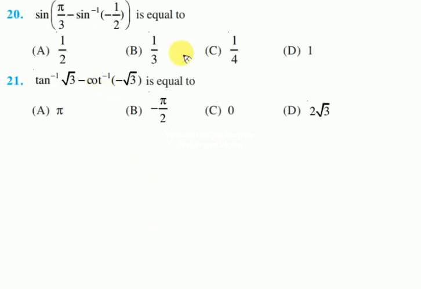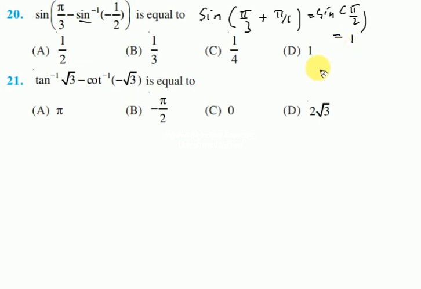So you may ask about simple problems like this: sin of pi by 3 minus sin inverse of minus 1 by 2. So sin of pi by 3 as it is; sin inverse of minus theta is minus of sin inverse theta. So minus of minus you can take outside, it will be plus. So sin inverse of 1 by 2, which is pi by 6. So you have pi by 3 plus pi by 6, which is 60 plus 30, equal to 90. Sin of pi by 2 is equal to 1. The answer will be 1.